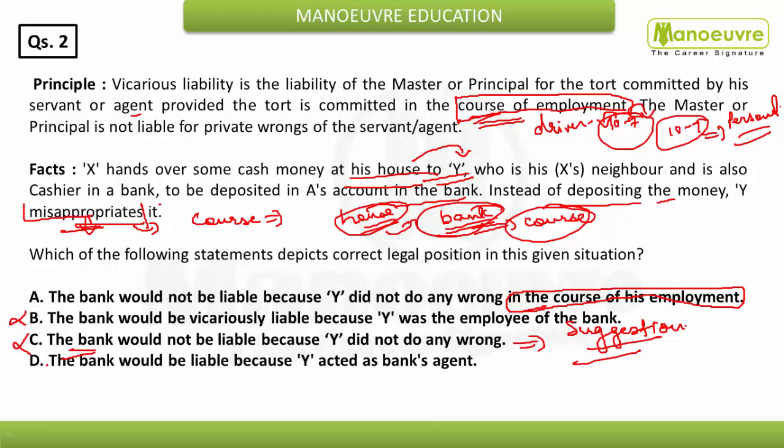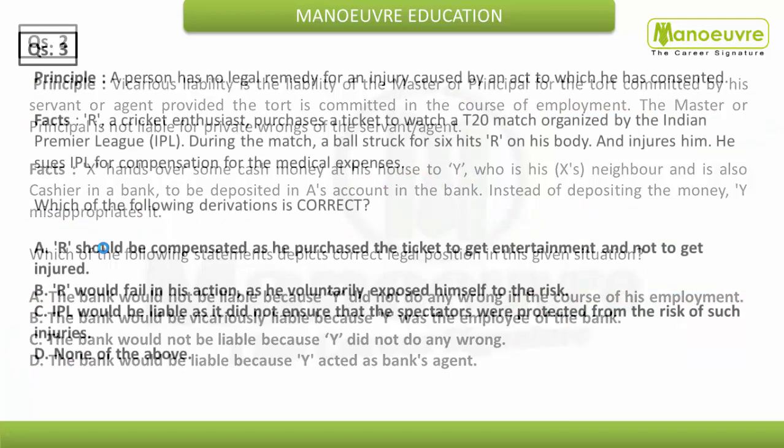Okay, the bank would be liable because Y acted as the bank's agent. No, in the principle, there is no mention of an agent at all. So this will never be our correct answer choice. You have to strictly follow the principle mentioned. Okay, I explained this in my last contract video also. Strictly follow the principle mentioned. Okay, so A is my correct answer choice over here.